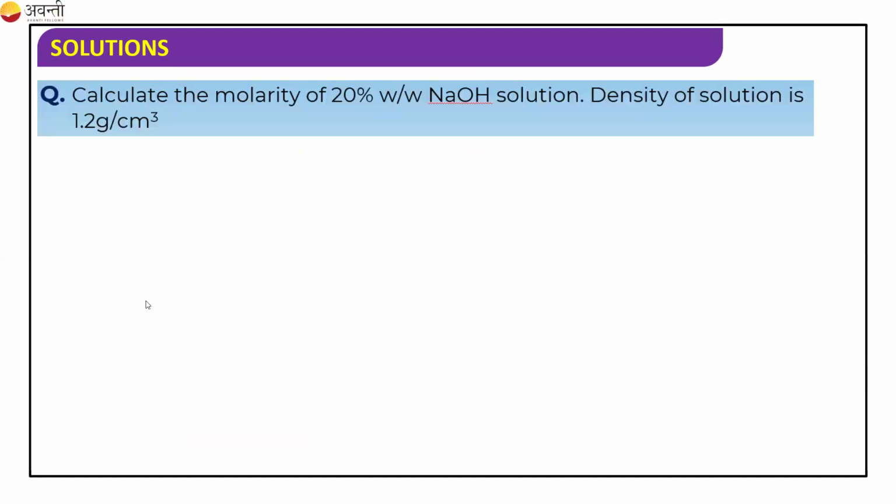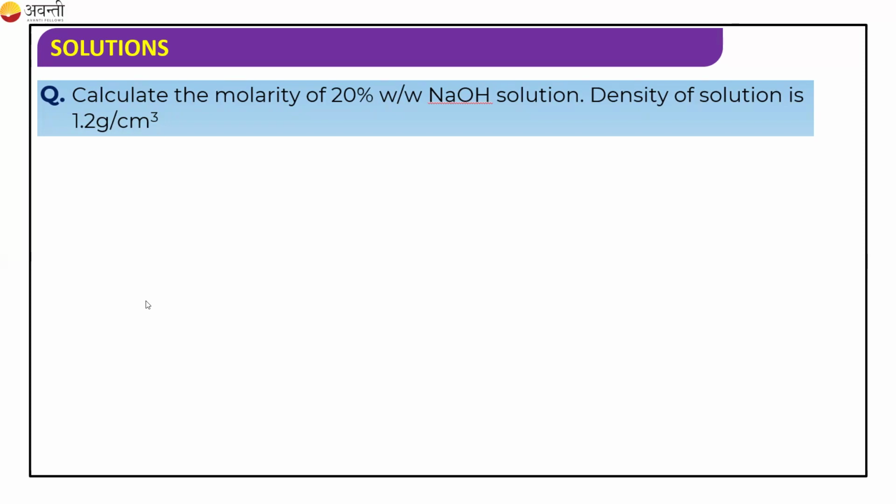Calculate the molarity of 20 percent mass by mass sodium hydroxide solution, and the density of the solution is 1.2 gram per centimeter cube. So density is given. Concentration is also given in terms of mass by mass, and we have to find out the molarity. So how to find out?